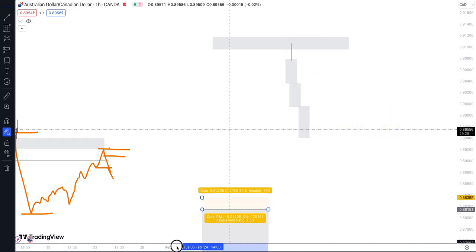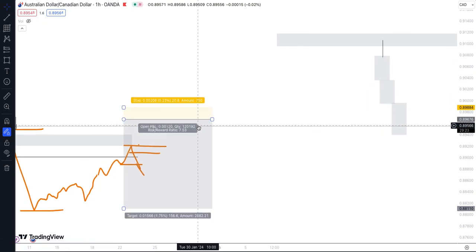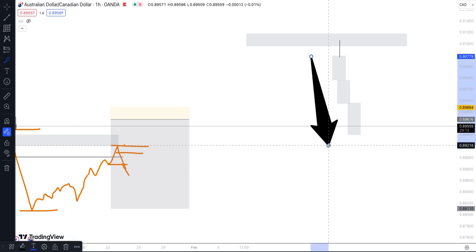Let's say all these gray candles tapped into my gray box. All these gray candles right here on the right side just tap in, and then the news causes it to dramatically go down like this.